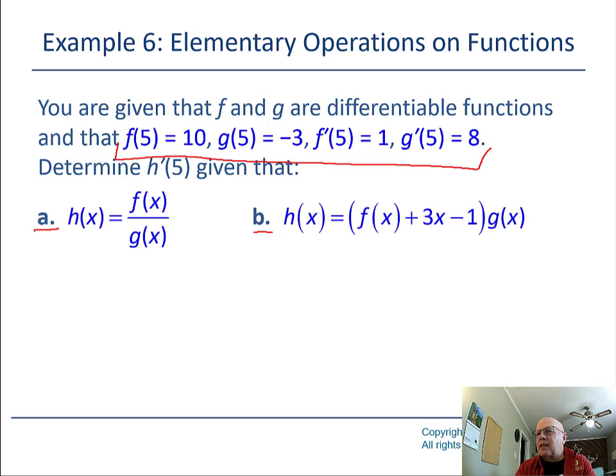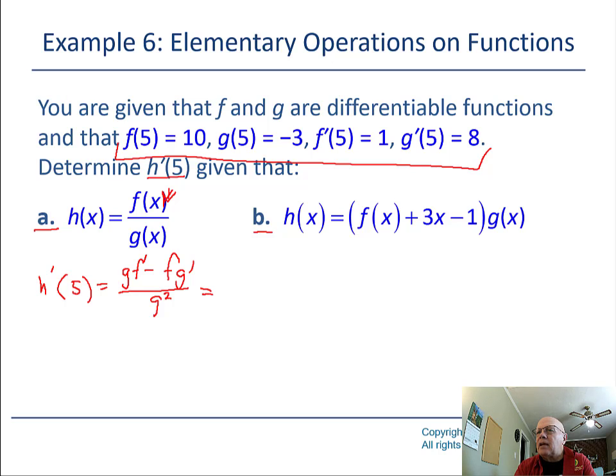So take this out of your mind for the time being. You want to find h prime of 5 for the first one. So remember, you're going to have g times f prime minus f times g prime on the top. But you've already got those numbers. So if I just write it this way, g f prime minus f g prime over g squared.